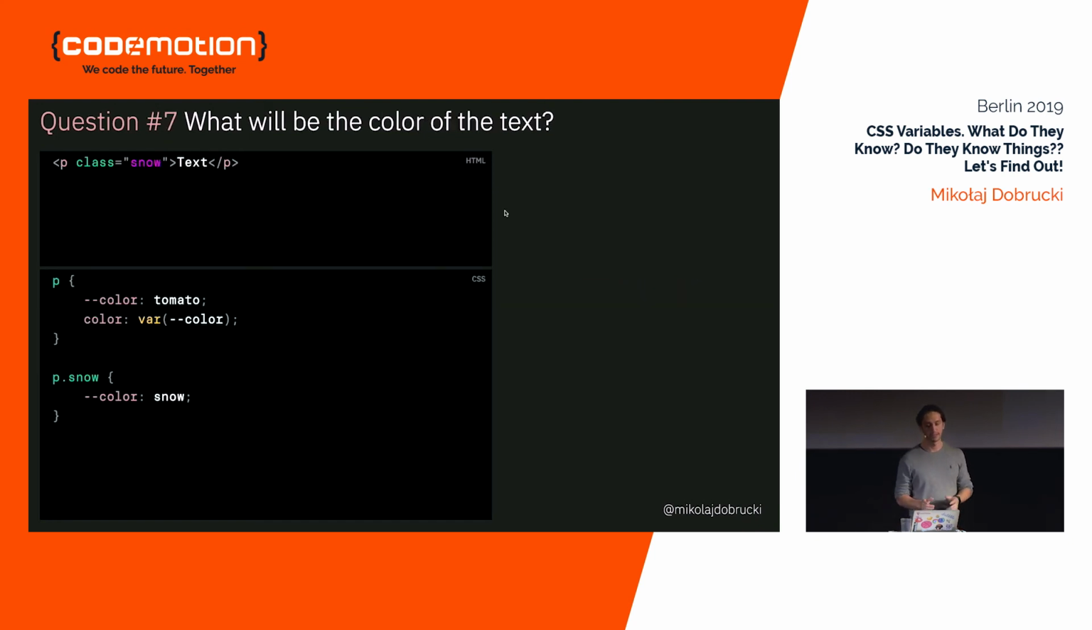Question 7. So here we have a paragraph with a class of snow, and then there is our variable with a value of tomato, but then we declare it again. And right now it has a class of snow in the scope of this paragraph. So what happens? What will be the color of the text?